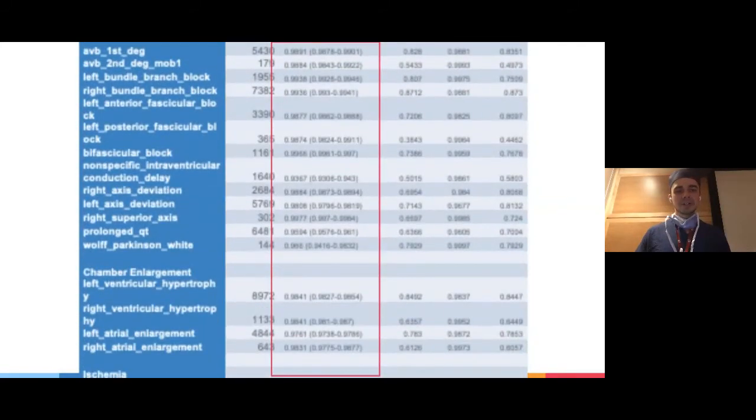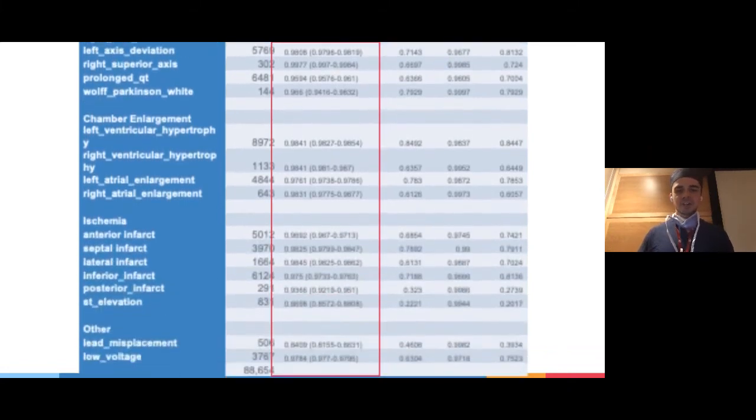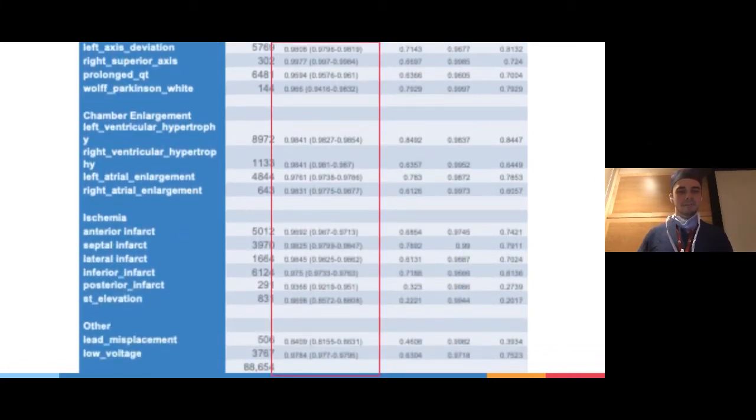Then we looked at conduction disturbances. We also have an area under the curve of 0.99, which is near perfect classification. Then we looked at chamber enlargement, and we have similar results. The only one that was a bit lacking is ST segment elevation. You can see we only had 831 examples, so very few from an AI perspective, and we had an area under the curve of 0.86. Also, when we look at lead misplacement, we have an area under the curve of 0.84, so not as well as we had expected. But the most interesting findings are in this table.